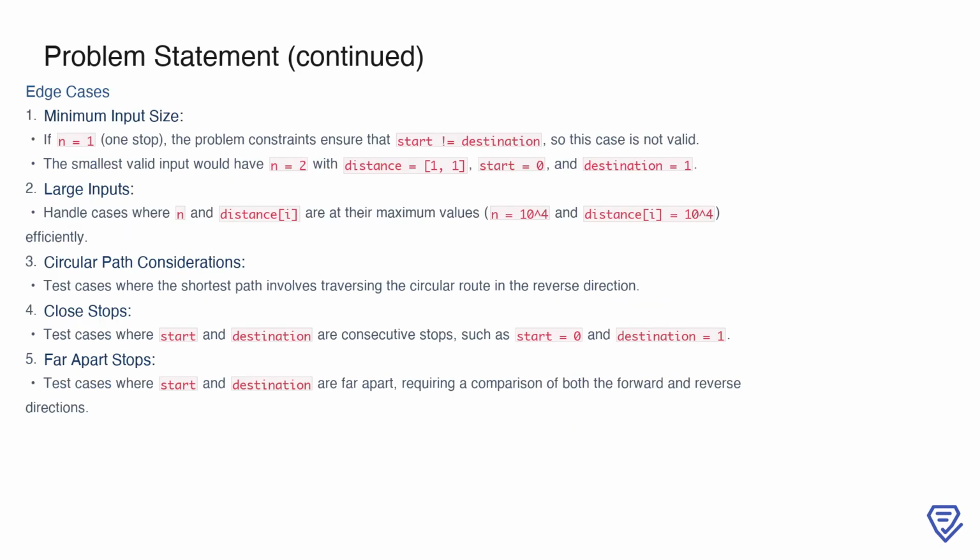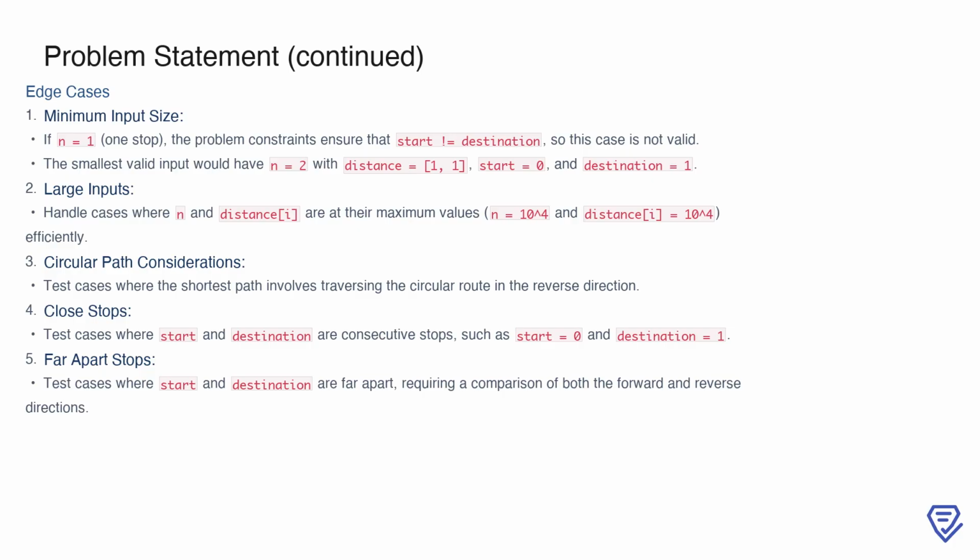When solving this problem, there are some important edge cases to consider. For instance, the smallest valid input occurs when n equals 2, such as distance equals [1, 1], with start equals 0 and destination equals 1. For large inputs, where n and the values in the distance array reach their maximum limits of 10,000, the solution must handle these efficiently.